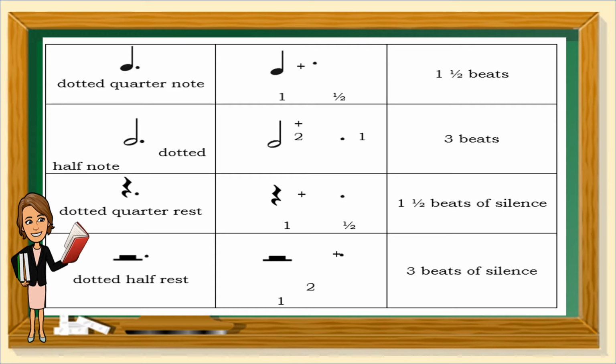Another example is dotted half rest. So we have 2, the original beat, plus 1, half of 2. So therefore, we have now 3 beats of silence in a dotted half rest.